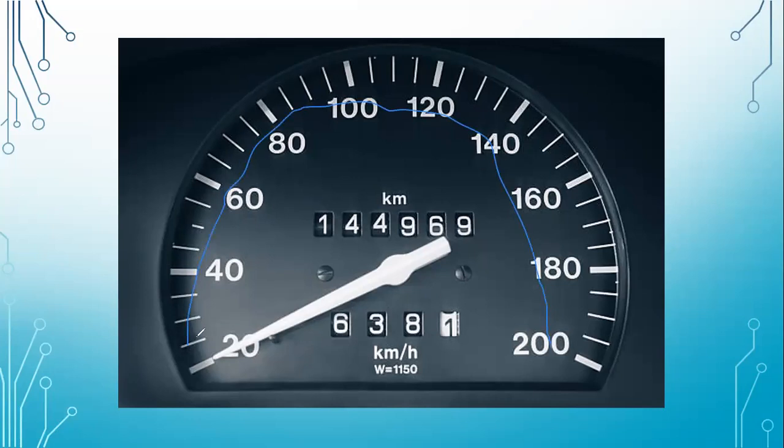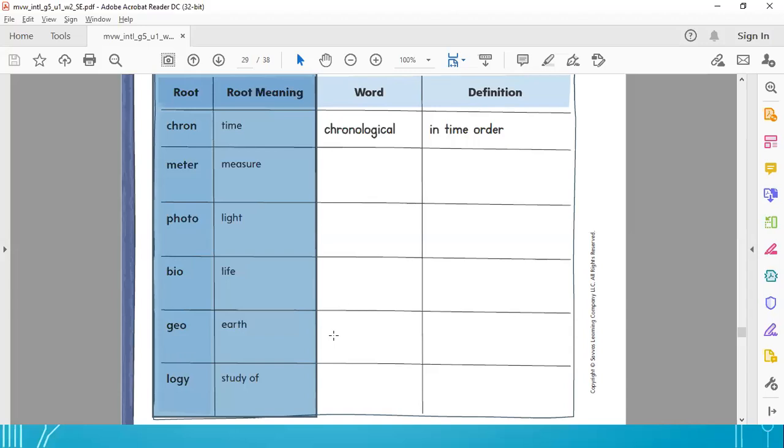So, what is the meaning of measure? Speed. Speed measure. Measure means what in the root? Look at the screen. Okay. Measure. Speed meter. Very good. Very, very good. It's called speedometer.